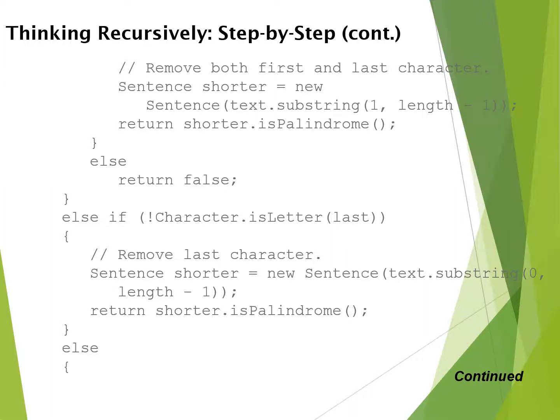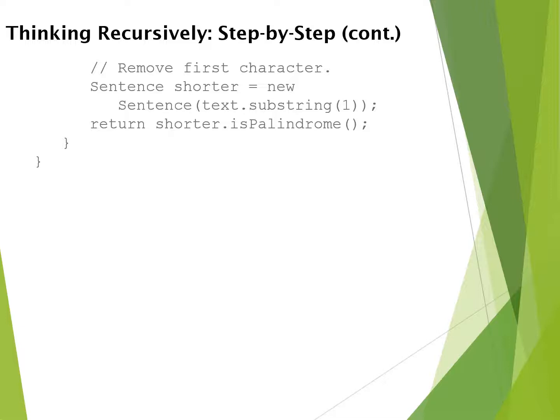Otherwise, we have the case in which the first character is not a letter. In that case, again, you need to use the substring method to eliminate the first character, which is not a letter, and again call isPalindrome for the shorter sentence. That's the end of the method.